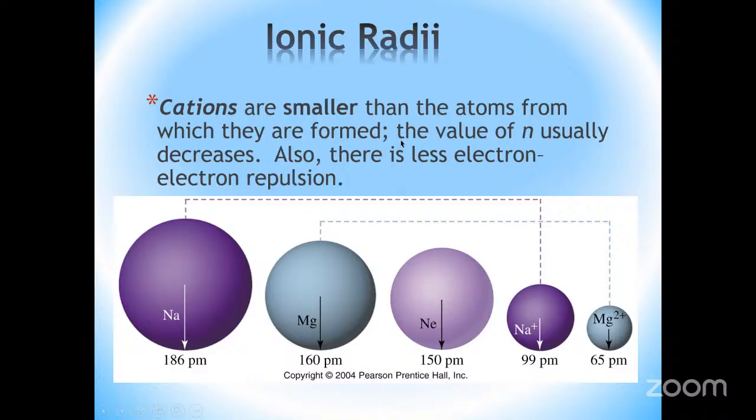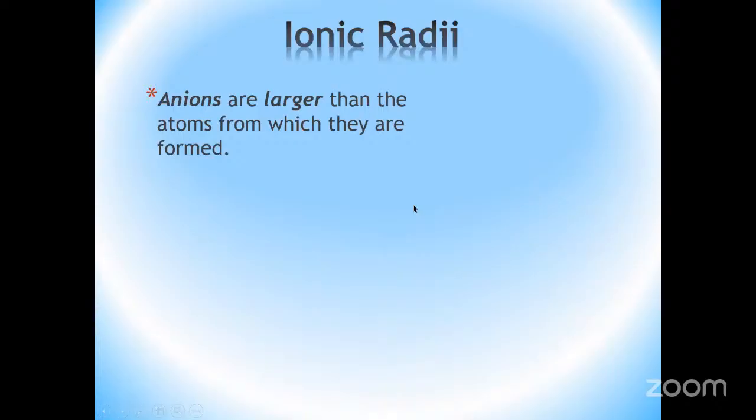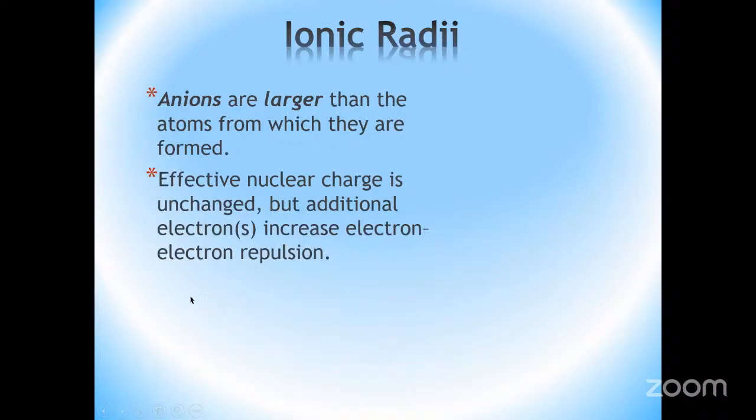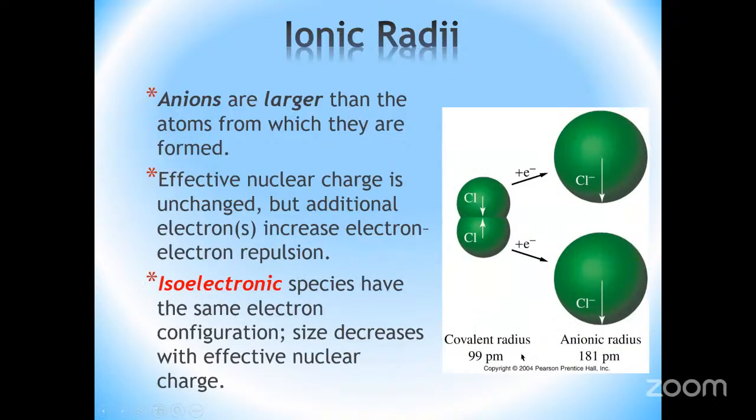When it comes to anions, the opposite is true. Anions will be larger compared to the atoms from which they're formed. The reason is that when you add electrons to an atom, you increase repulsion between the electrons, and therefore it swells up to a larger size. If you compare chlorine, which has a radius of 99 picometers, and you add an electron to it, the corresponding anion is almost double, 181 picometers. That's what happens when an atom gains electrons to form an anion.